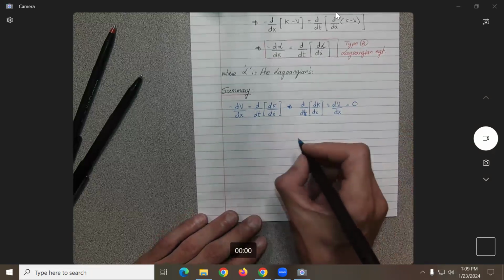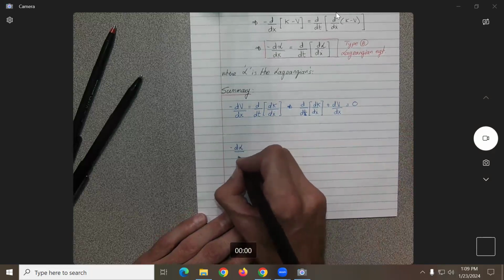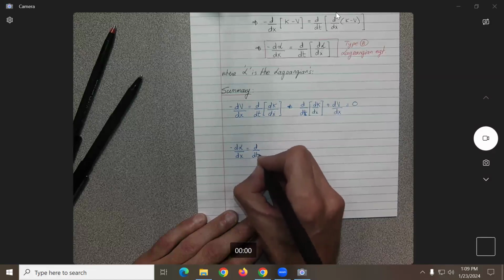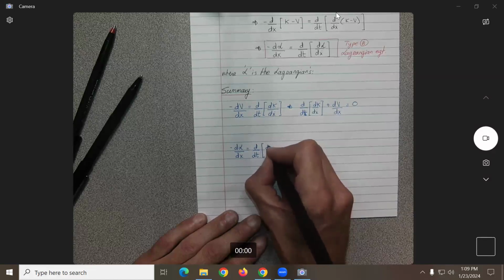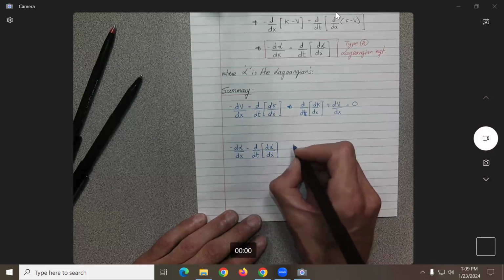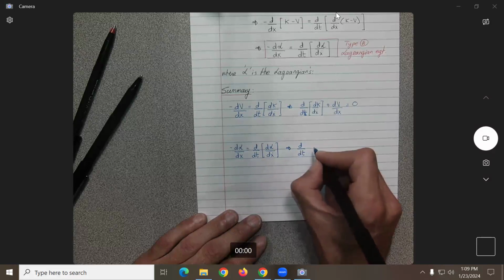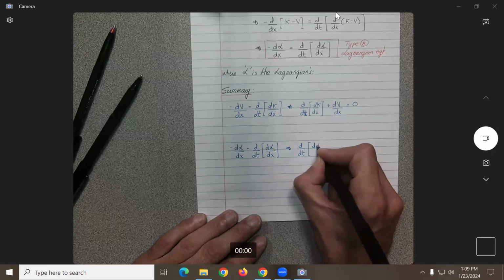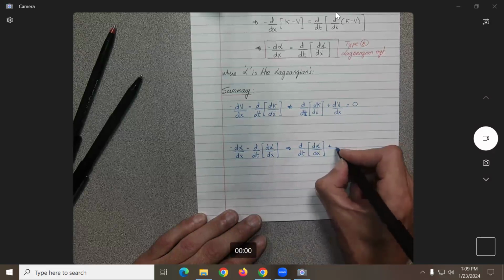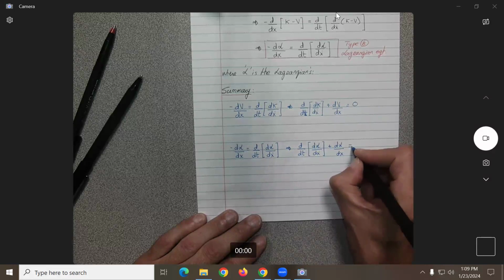Or you're going to find the expression as minus d Lagrangian/dx equal to d/dt of dL/dx dot, which is going to give you d/dt of dL/dx dot plus dL/dx equal to 0.